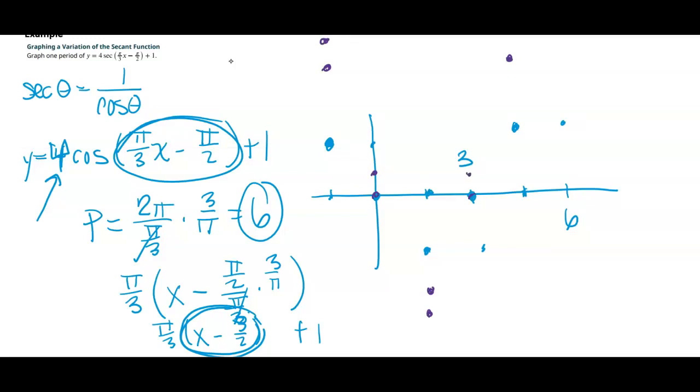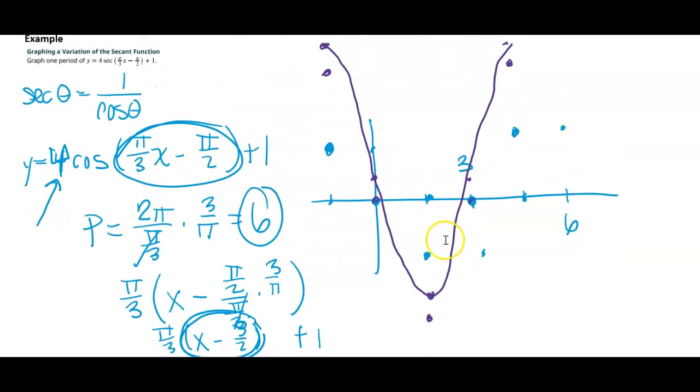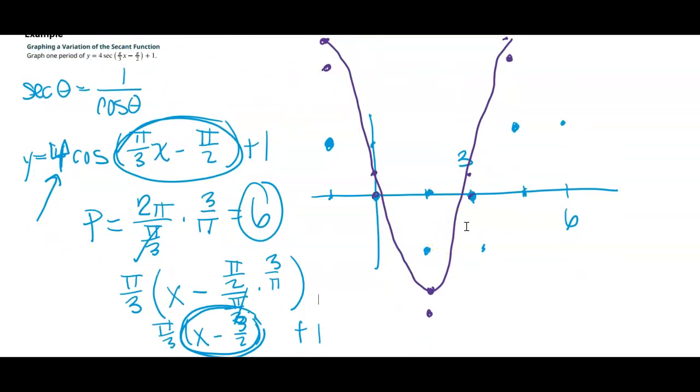And I know I don't have a scale on here or anything like that. All right, so here's my cosine graph under those transformations. And I could keep going if I wanted to. So at 6, I'd be here.